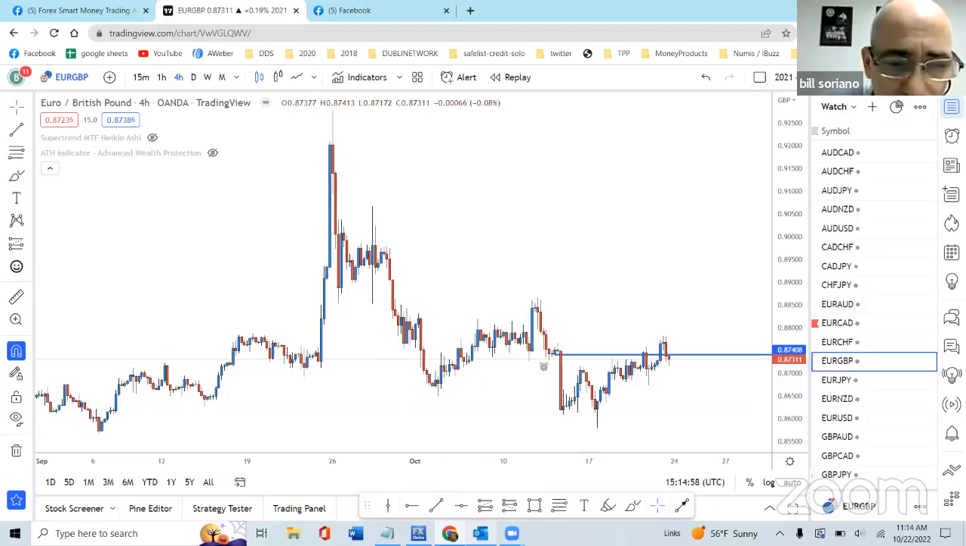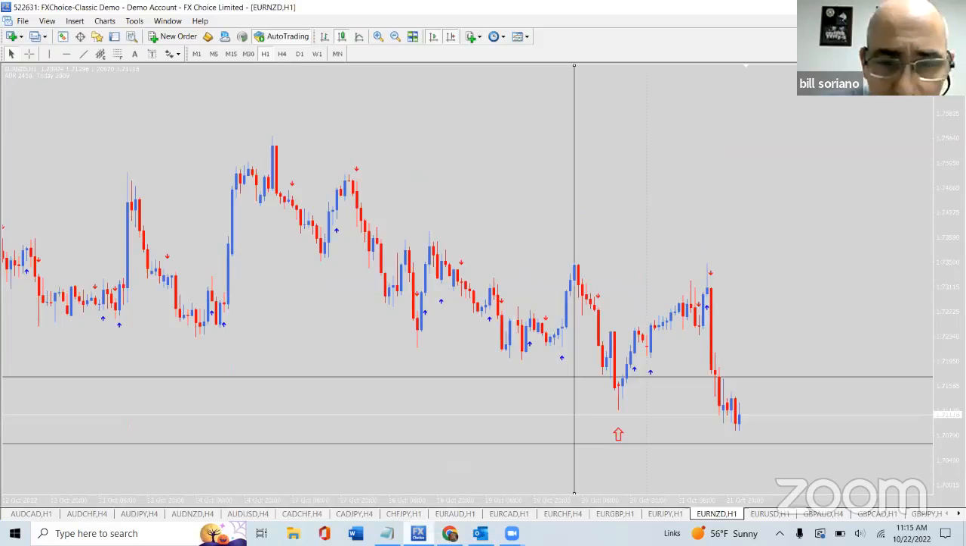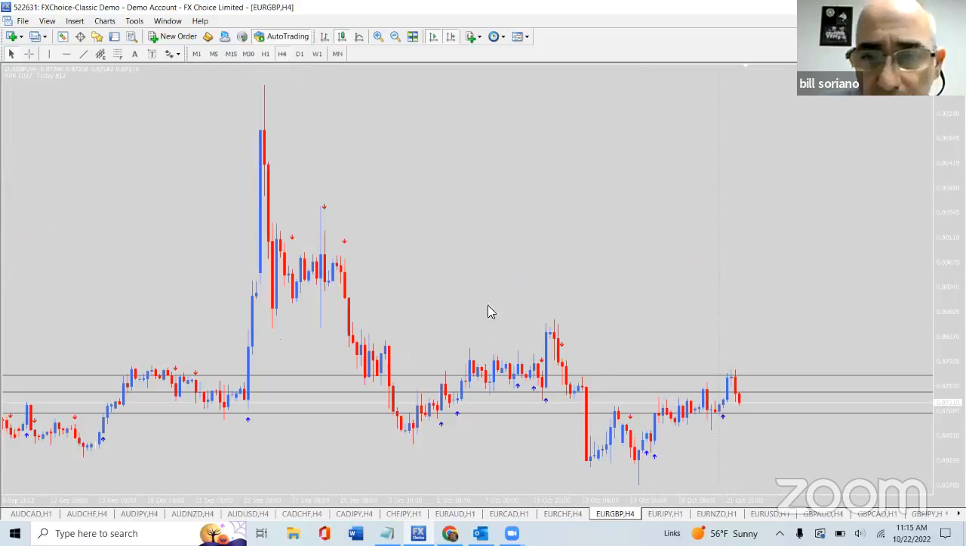So let's look at this on EUR-GBP here in our MT4, right? So here's our 4-hour candle right here. This is our 4-hour candle. This is our stop loss area on that 4-hour candle. So this is our area of interest right here, okay?